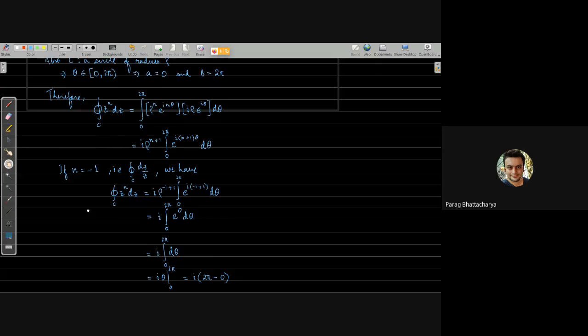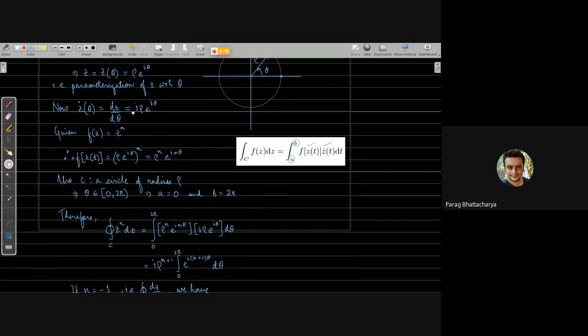This is equal to i into integration from 0 to twice pi. This e to the power 0 is anyway 1, so what is left is d theta. Integration of d theta is nothing but theta. So i into theta, lower limit is 0, upper limit is twice pi, which is i into upper limit minus the lower limit. So this is going to give us the value 2 pi i. So if n is equal to -1, this integral, the function that we are trying to integrate, its value is going to be equal to twice pi i.